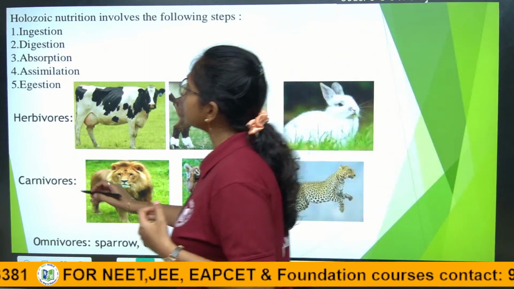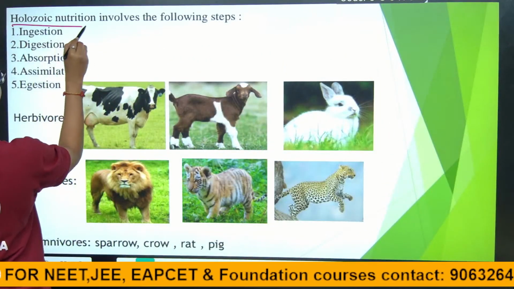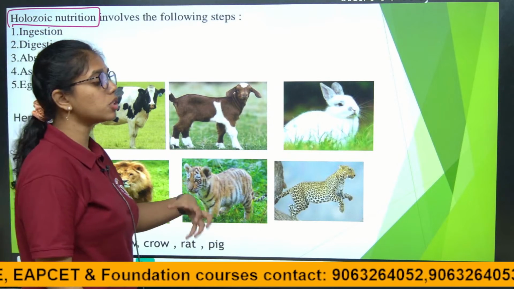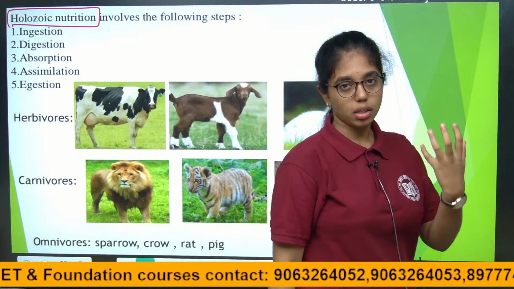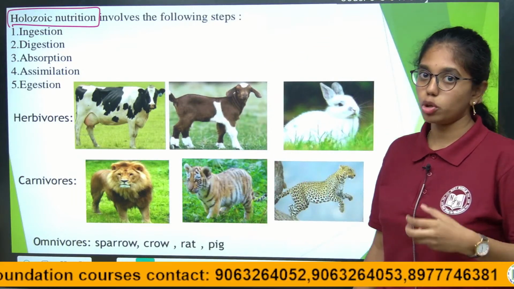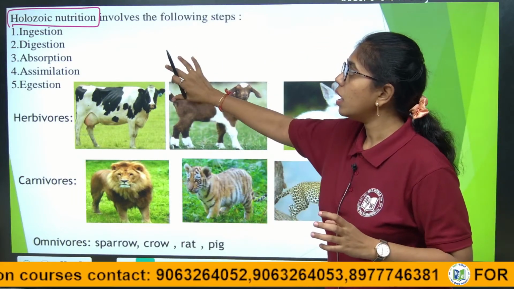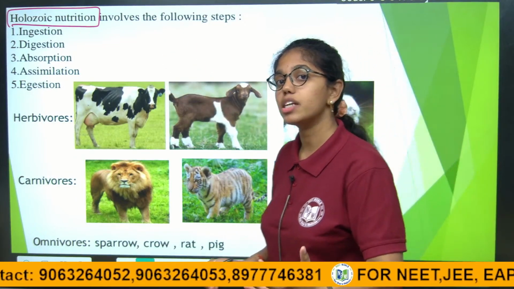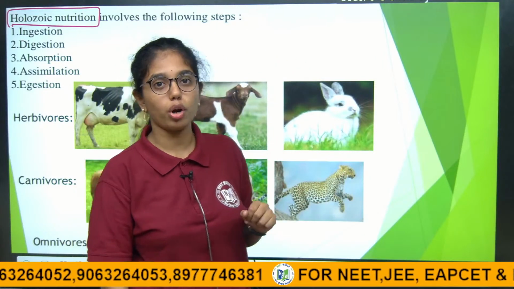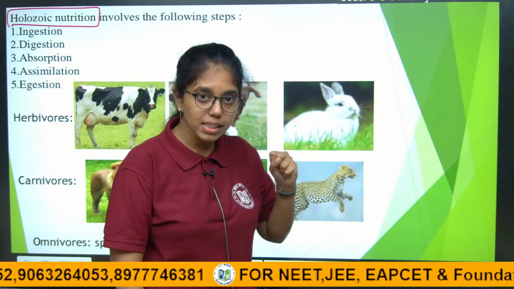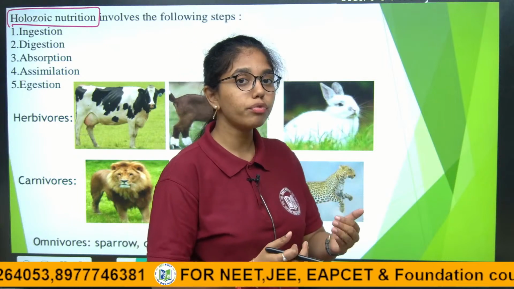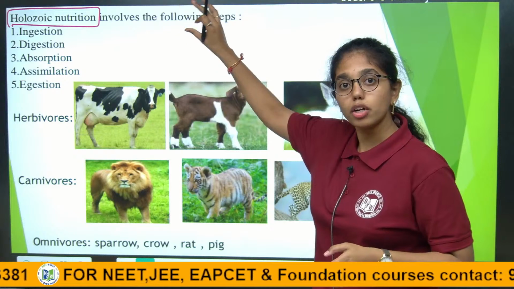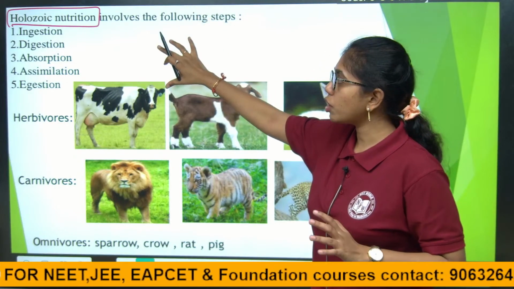Now, let us discuss in detail about holozoic mode of nutrition. This is a 5-step process. This is done by all the animals. Mostly all the animals will feed on the holozoic mode of nutrition only, whereas plants will conduct holophytic mode of nutrition, wherein they take all the simpler molecules and prepare their own food material into complex organic molecules. The animals will conduct holozoic mode of nutrition, which is of 5 steps.